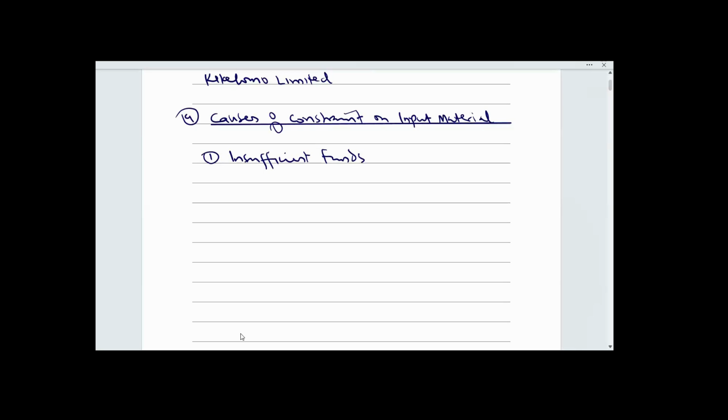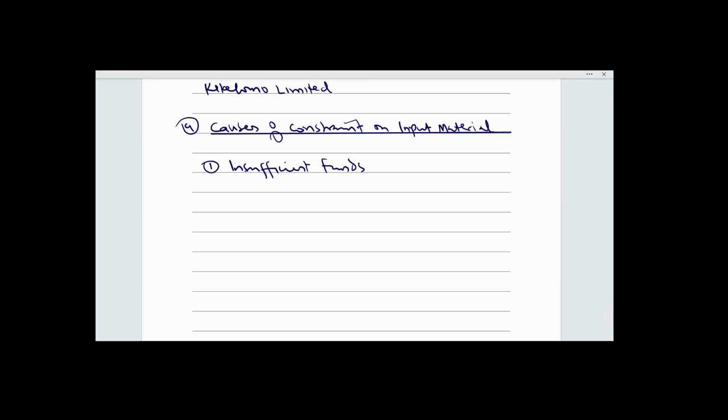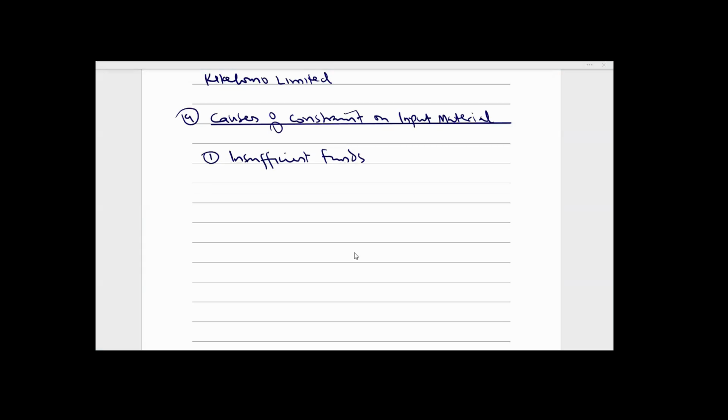Because it's not just about stating the factors that can cause input material to be a budget constraint. The examiner is also asking you to identify steps which may be taken to overcome these constraints. So how do you overcome these constraints? You go to your bank, you borrow. If you don't have the required funds to purchase the raw material, you borrow money and then you go and buy it. So that will resolve the issue. Okay. Now, what other constraint?